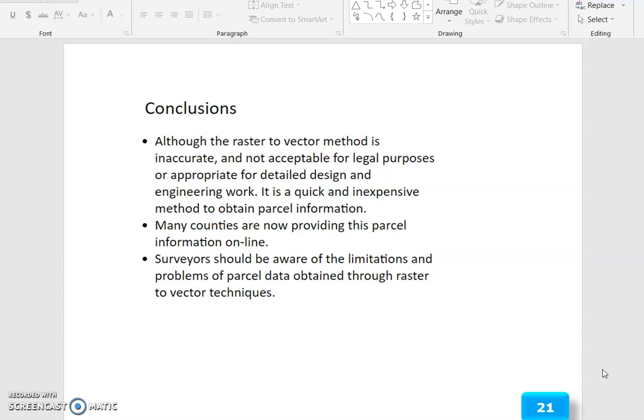So the conclusions: although the raster to vector method is inaccurate and not acceptable for legal purposes, it is not appropriate for detailed design and engineering work. It is a quick and inexpensive method to obtain parcel information. Many counties are now providing this parcel information online. Surveyors should be aware of the limitations and problems of parcel data obtained through raster to vector techniques.